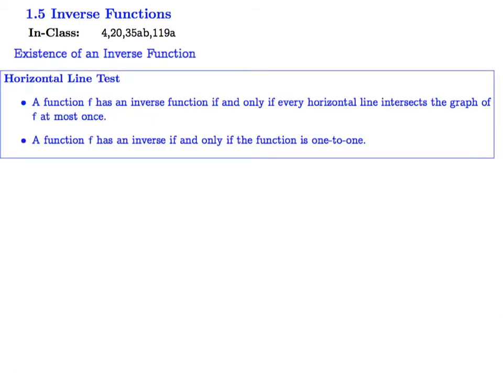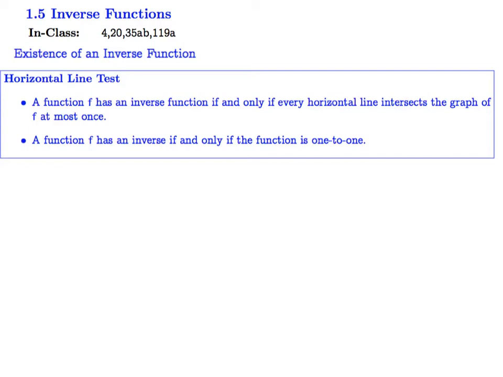The quick way to tell if a function has an inverse or not is called the horizontal line test. It says a function has an inverse function if and only if every horizontal line intersects the graph of f at most once. A function has an inverse if and only if the function is 1 to 1. These amount to the same idea.